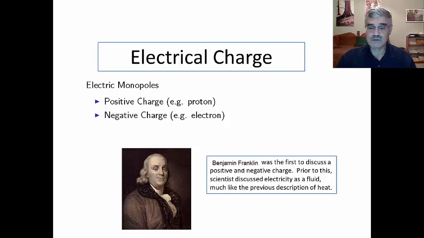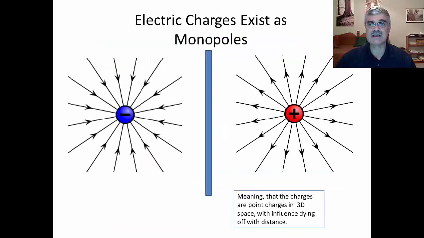The person who first defined charges to be positive and negative was actually our own Benjamin Franklin. Prior to that time, scientists thought that electricity was like heat, a fluid that would flow. But we now know that electricity involves electrical charges, which are point charges, as shown in the next slide. So electric charges exist as monopoles.